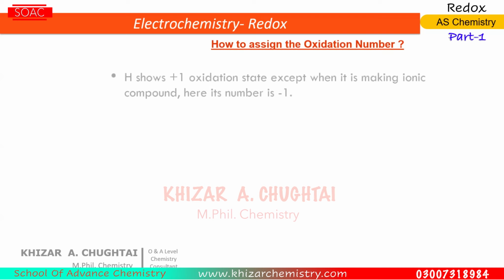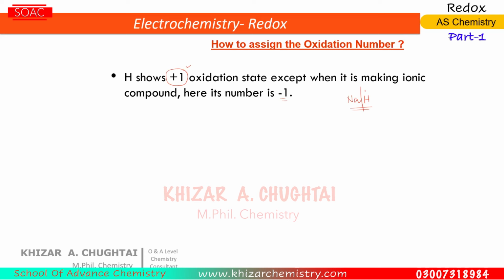The next one is hydrogen. Hydrogen, in more than 90% of cases, has +1 oxidation state, except when it is making an ionic bond. Except when hydrogen is making an ionic bond. For example, this is sodium hydride.